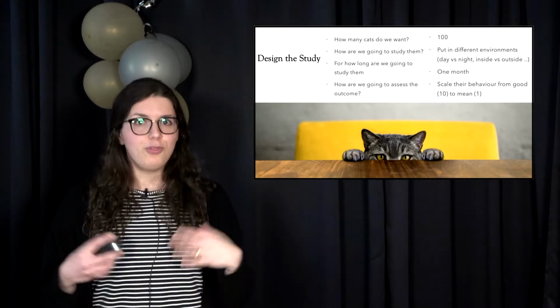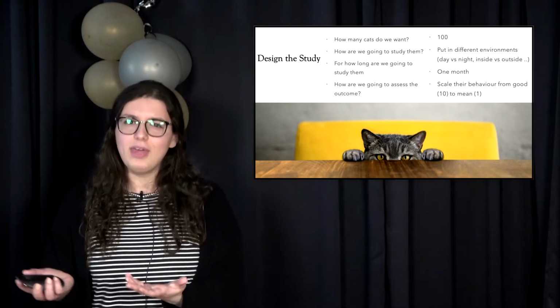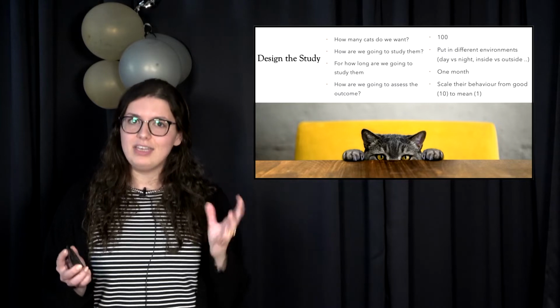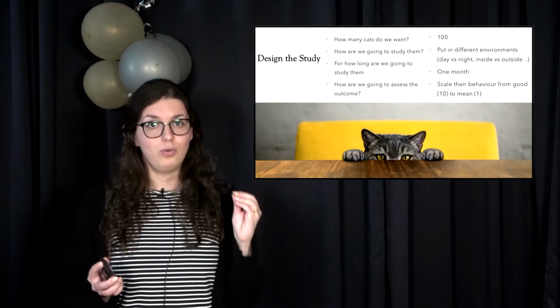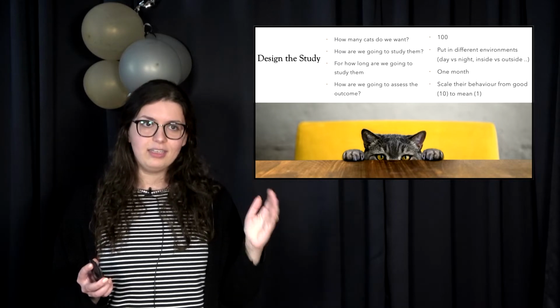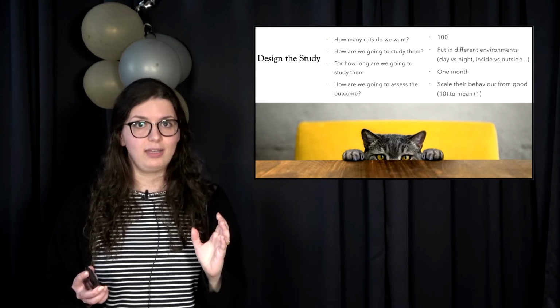But if it's throwing things out of the table, then we might consider that, yeah, it's mean, so we will put it as a 1. So you need to decide on how you are going to assess it. Put a clear scaling, and then put a description on the scaling.